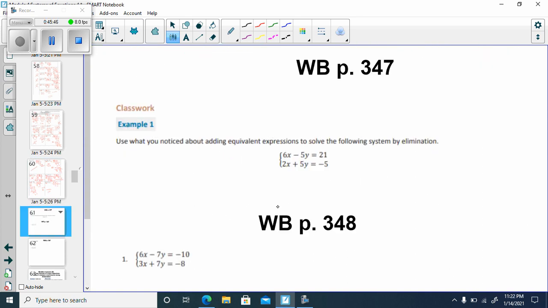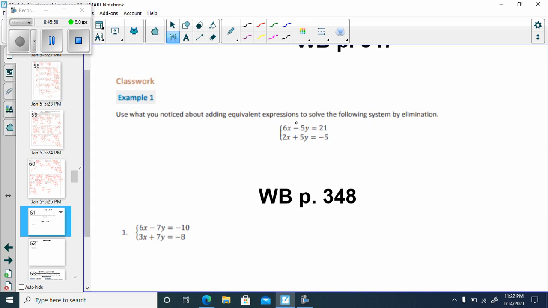Okay, now, in the workbook, look at page 347. Let's look at this example. If I'm dealing with this one, none of it says x is equal to or y is equal to, so I'm going to need to use elimination. My x's are over each other, my y's are over each other, my equals are lined up, my numbers are lined up. You have a negative 5y plus a positive 5y. When you add those, that's going to be 0.